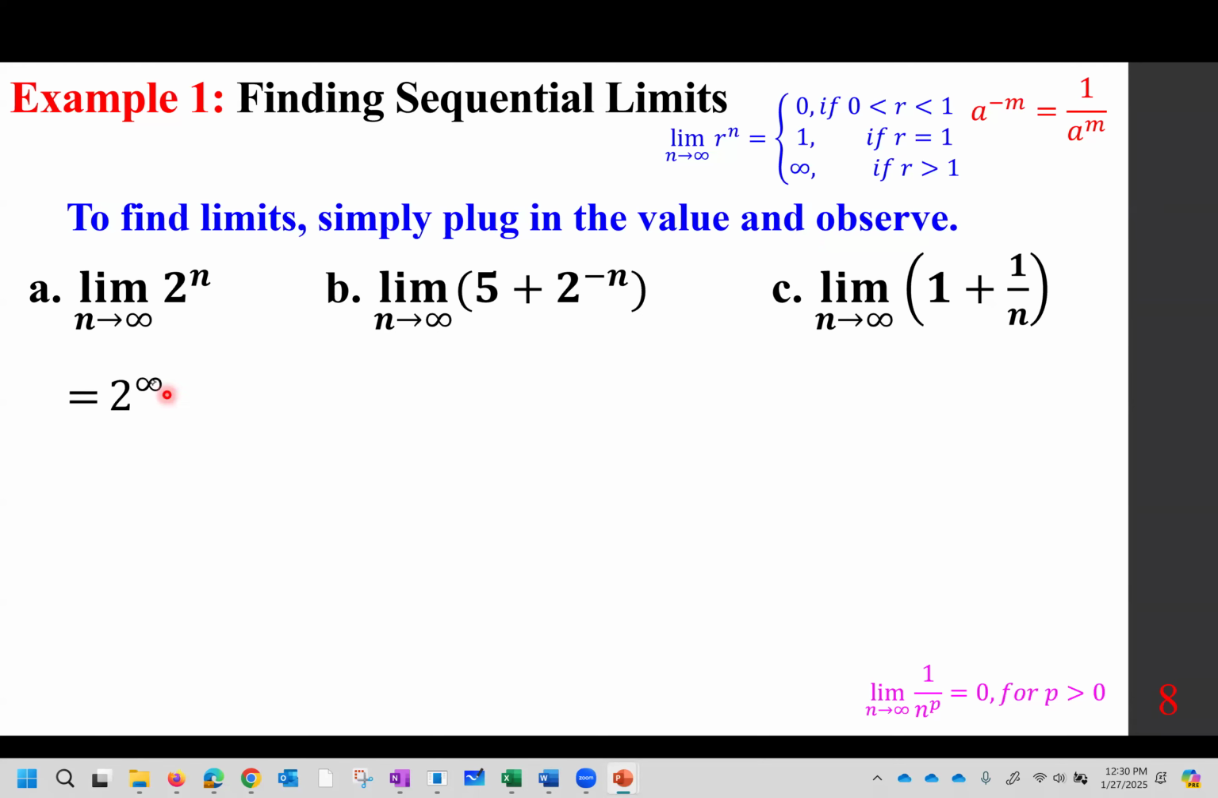What is 2 to the power of infinity? Take a look. If r, the base, is larger than 1, what is it? Infinity. It diverges.